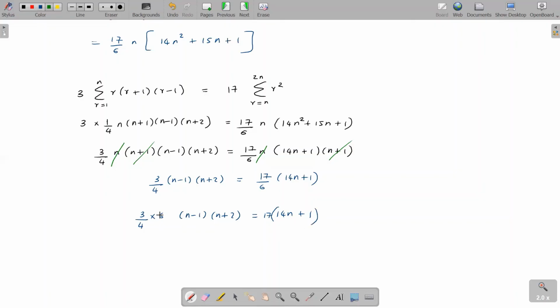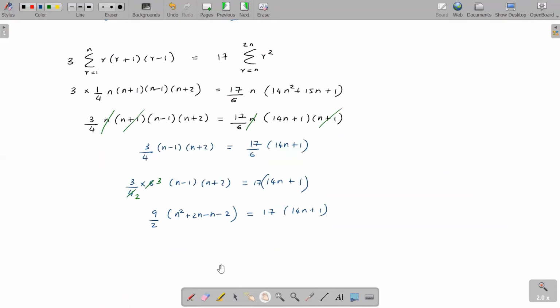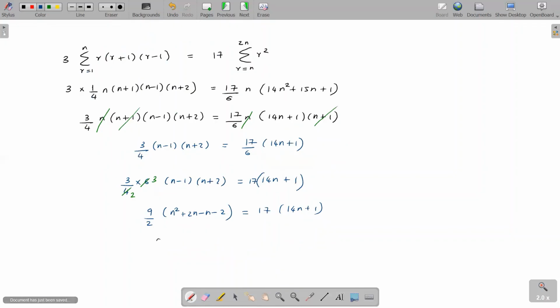So I'll simplify here 2 times 3, 2 times 2 is 4. So I get here 3 times 3, 9 over 2. Let's open the bracket here, n square plus 2n minus 2, right? Equals here 17 times 14n plus 1. Let me bring this 2 to the other side. So I get here 9 times n square plus n minus 2 equals 17 times 2 is 34 times 14n plus 1. Okay, are you with me?